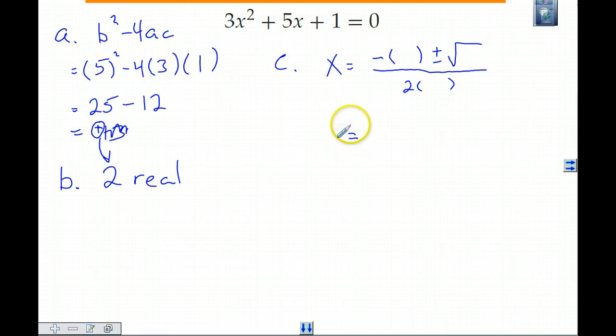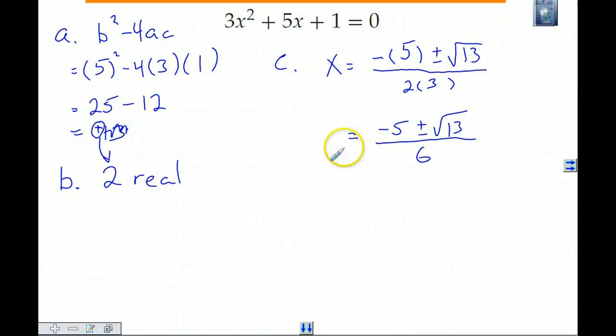Question? Anything else? Almost done though. So we have negative 5 plus or minus the square root of 13, the discriminant, all over 2A. Negative 5 plus or minus square root of 13 all over 6. Now, this is the exact solution. If the directions say exact solutions, here it is. If they say to approximate, that's when we have to go through and get all those decimals. And I believe on this homework, it just asks you for the exact.